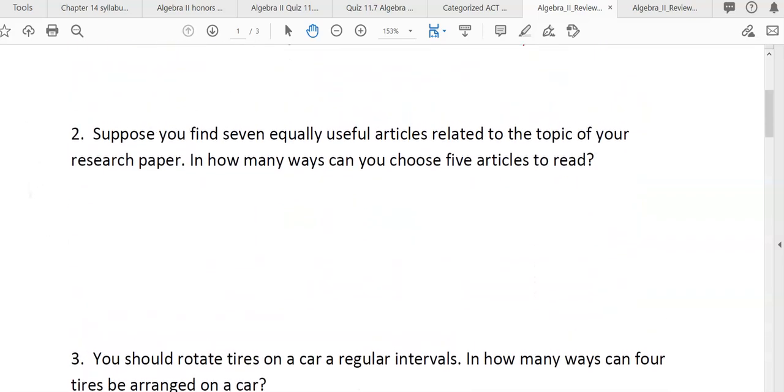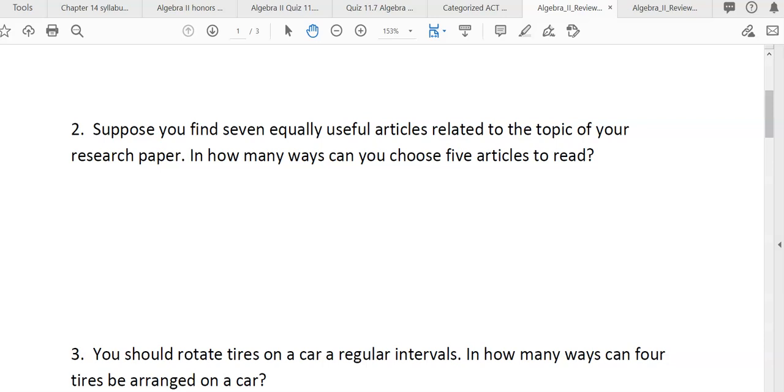Suppose you find 7 equally useful articles related to the topic of your research paper. In how many ways can you choose 5? So I think order doesn't matter in this because I'm just picking 5 out of 7. It doesn't really matter which one I choose first. It's just not more valuable. So you're going to use nCr, and it is 7 choose 5, right?